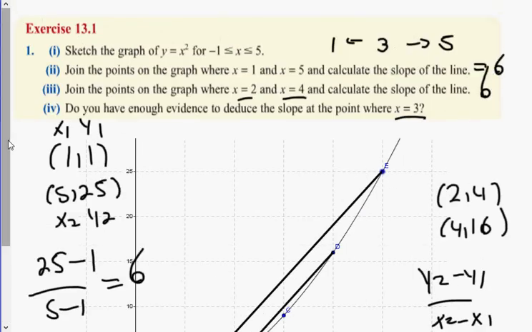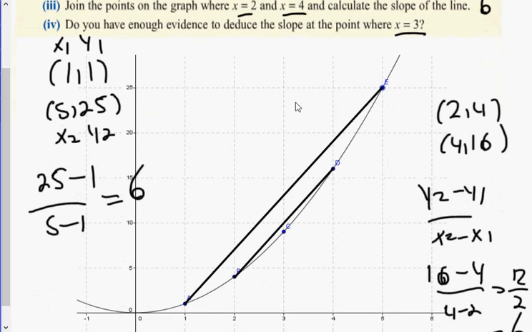Now, what that means is that if we were to put a tangent at C, what do you think the tangent would be? The tangent would be a slope of 6 as well. Now, this will only work if the 2 points you take are the same distance from the point you're looking for. In this particular question, we're looking for x equals 3. That's why we chose 1 and 5 and 2 and 4. Can anybody tell me 2 other points I could choose that would also work? 0 to 6.